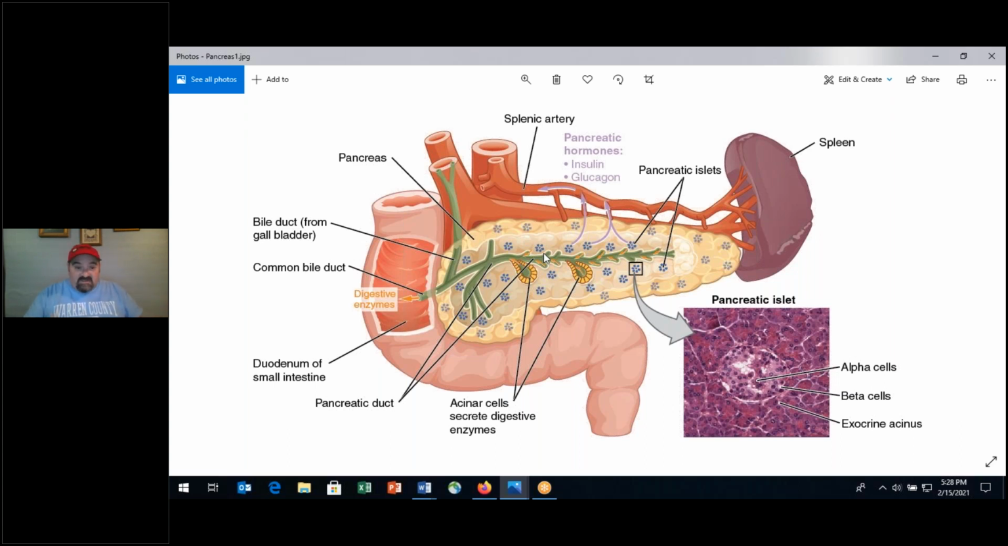As I said, digestive enzymes and bicarbonate are all going to be released through this pancreatic duct. There's also an accessory pancreatic duct that you're not seeing on this image. But anything else, these little dots again, will be endocrine. That's a pancreatic islet, or an Isle of Langerhans is another term that can be used. And again, the pancreatic hormones, insulin and glucagon, regulate blood glucose levels. We'll talk about that in more detail.